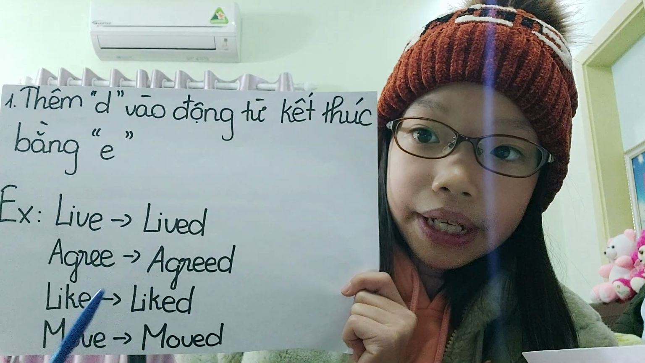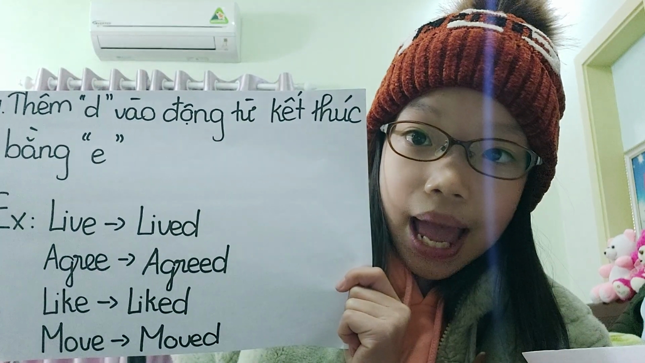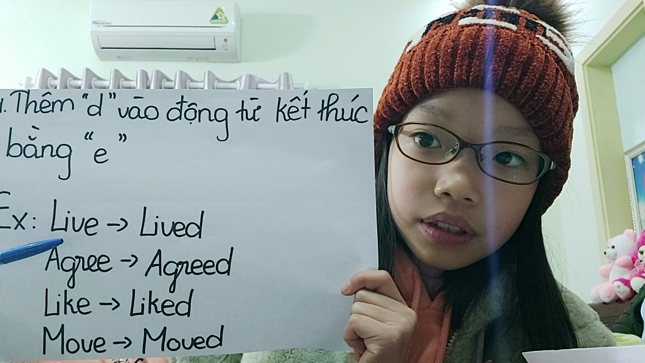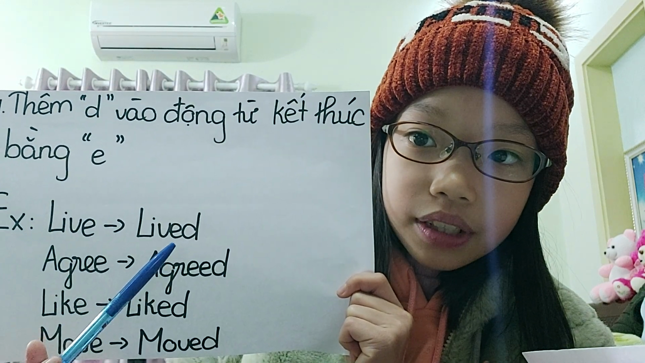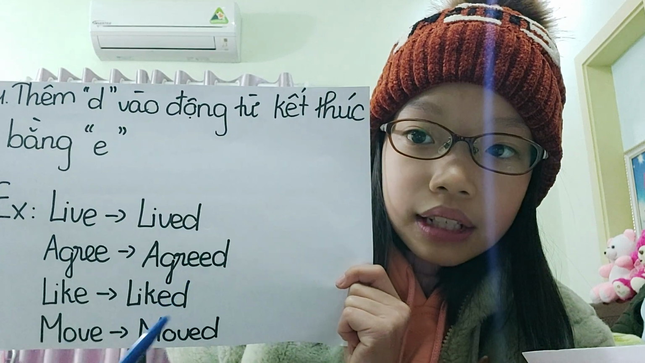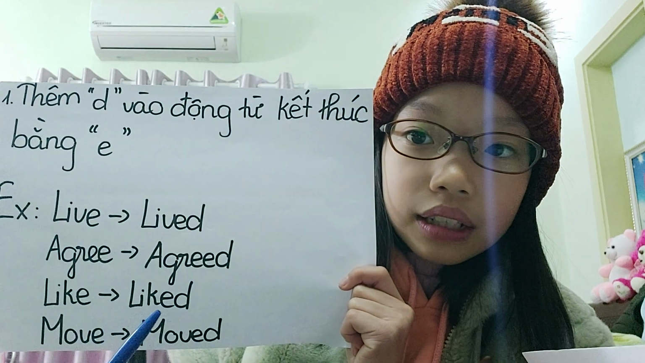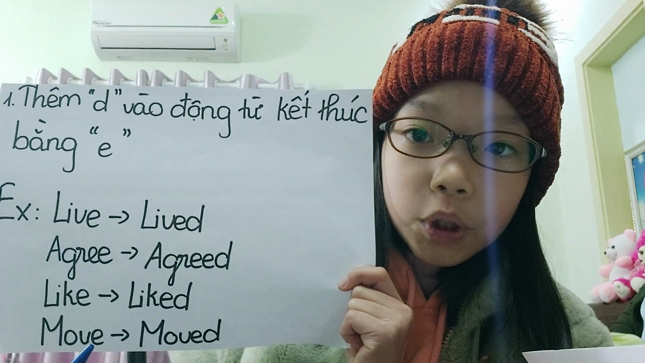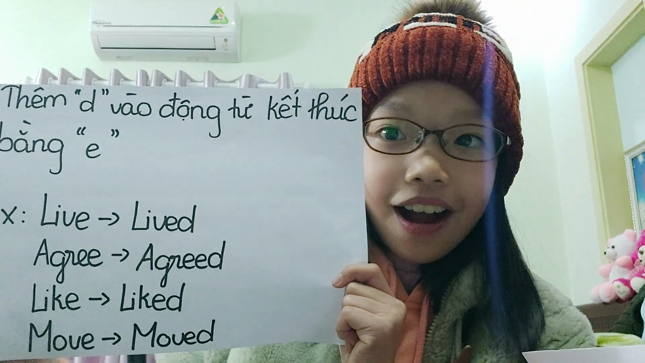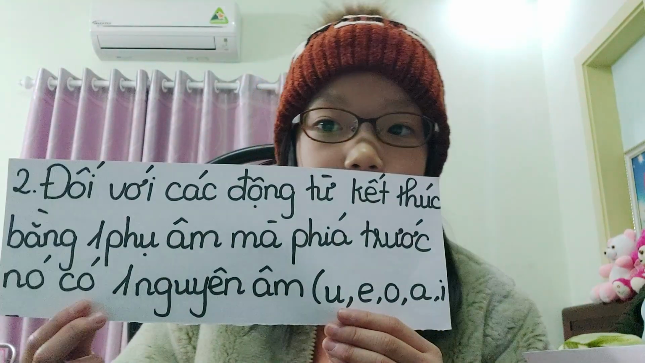Now, let's repeat all these words together and make sure to repeat after me. Live, lived, agree, agreed, like, liked, move, moved. That's good, awesome. Now, take a look at our second rule, rule number 2.